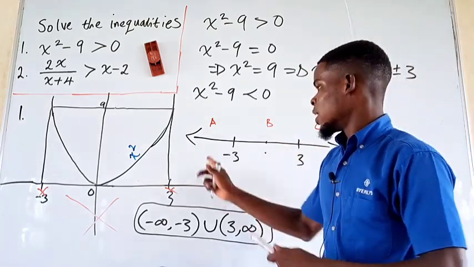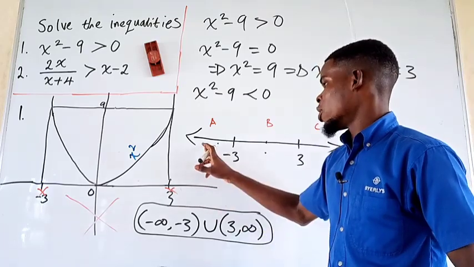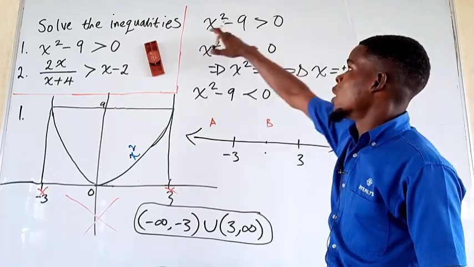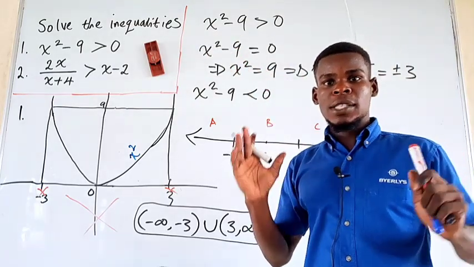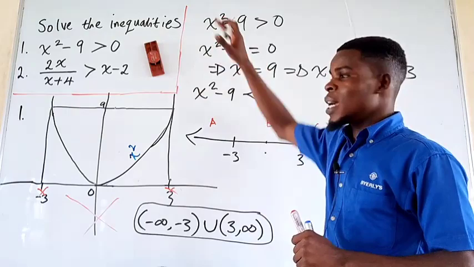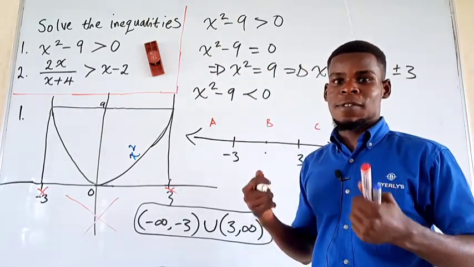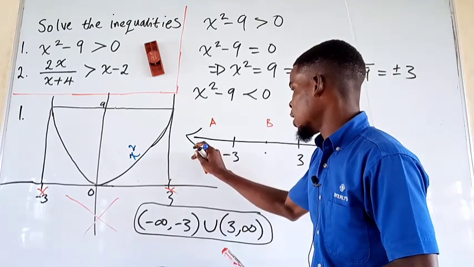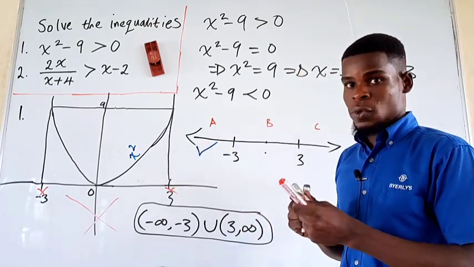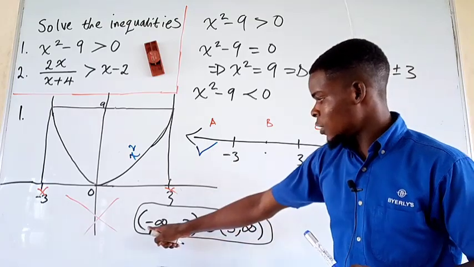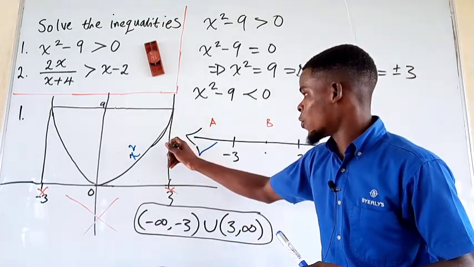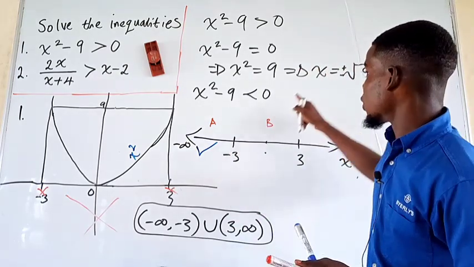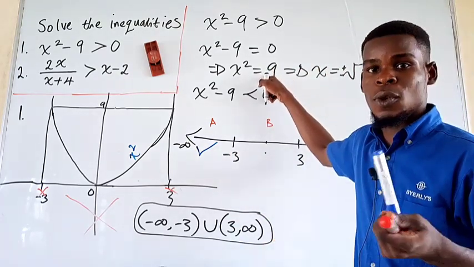Okay, so in this left interval, let's pick any number. For example, we pick negative 4. Plug it into the main question. Negative 4, if you square it, you have positive 16. You subtract 9 from that, that will be positive 7. Is 7 greater than 0? Yes. That means this interval satisfies what you want. Which interval is that? That is from negative infinity to negative 3. But negative 3 is excluded because it will make it an equation, which we don't want.